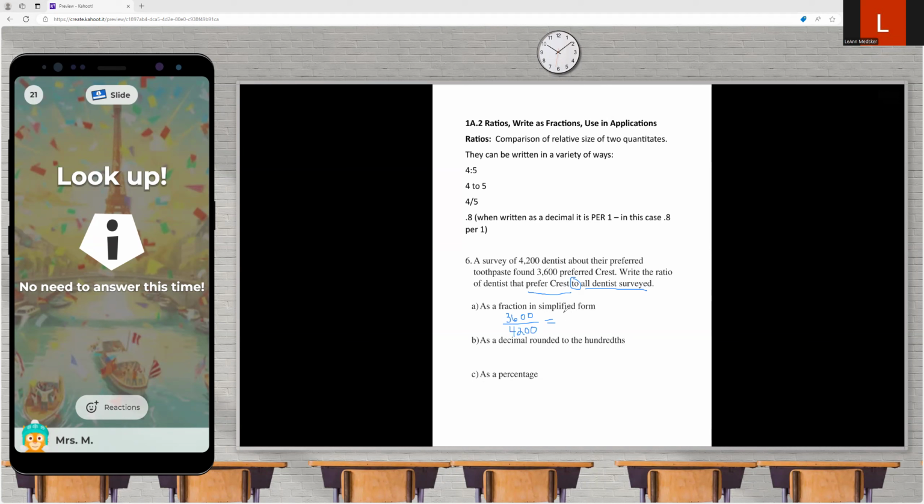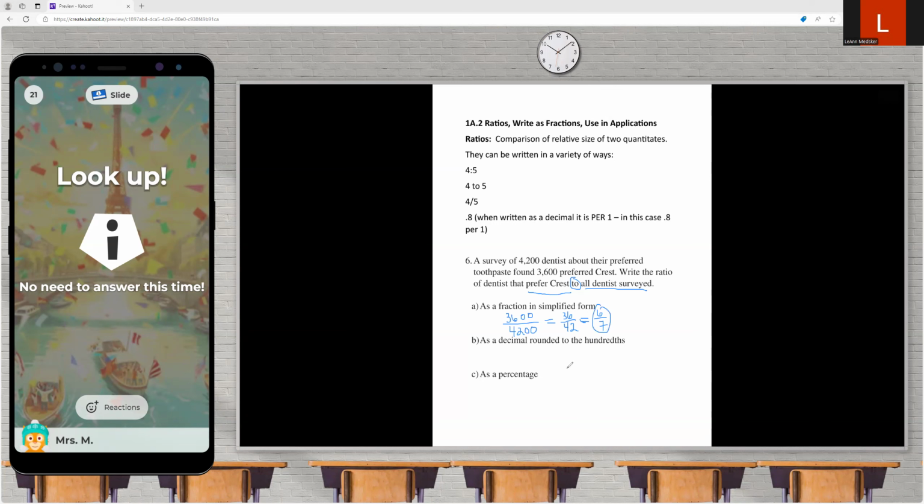Now they both end in 2 zeros, so you can go ahead and divide by 100 on each of them, or just think about the zeros canceling out in a pair each time. And then we can reduce this a little further. Those are both divisible by 6. And again, you could use your calculator to help you with this. 36 divided by 6 is 6. 42 divided by 6 is 7. So the ratio reduced for Crest to all dentists is 6 out of 7.